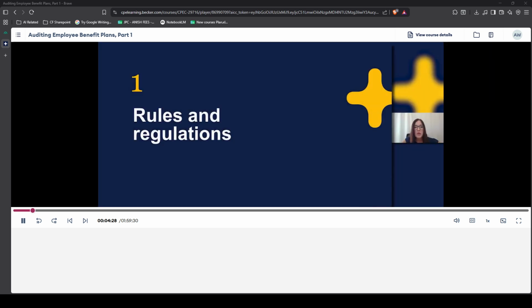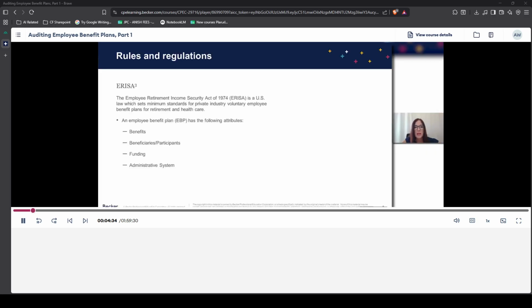So let's just move right along here with our first section, where we're going to cover the rules and regulations surrounding employee benefit plans. Now, you've probably heard the term at some point associated with employee benefit plans, ERISA. ERISA stands for the Employee Retirement Income Security Act of 1974. This is a law here in the United States that sets the minimum standards for private industry voluntary employee benefit plans for both retirement as well as healthcare.